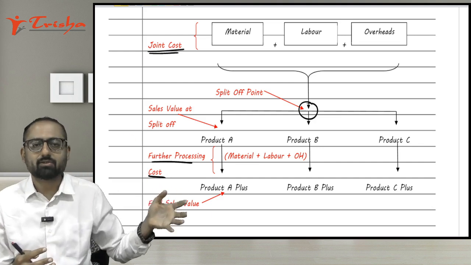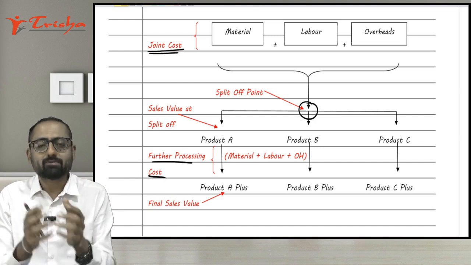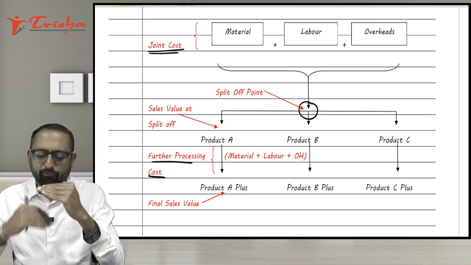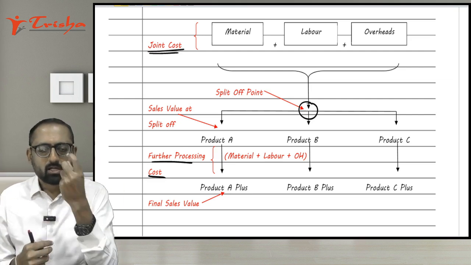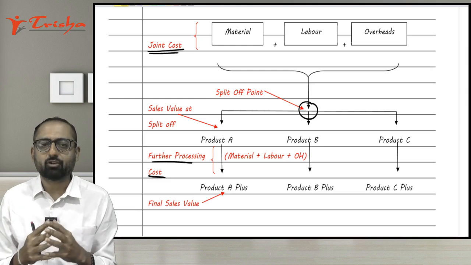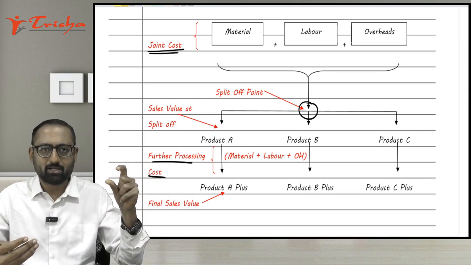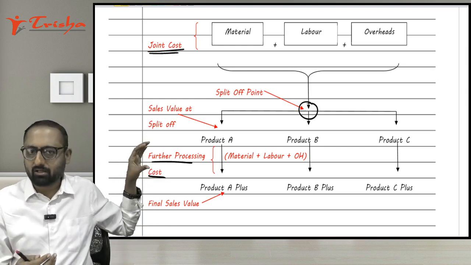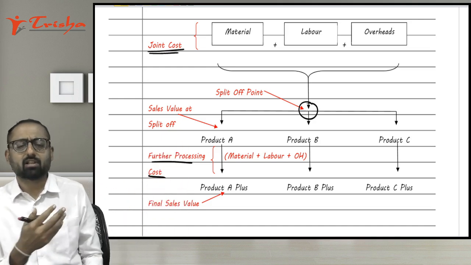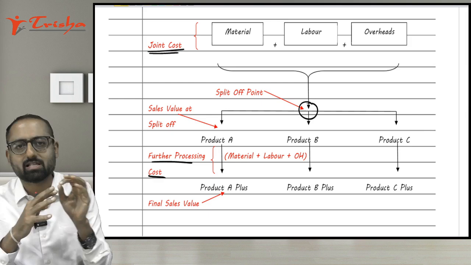So these are the common concepts which are used in every question of this topic, that is a joint cost. Joint cost is a common cost which is incurred for all the product, for all the joint products. So cost which is incurred before split off point is called as a joint cost. Then split off point is a point at which more than one product is segregated. And if you sell the product at the split off point, that selling price is called as the sales value at split off. But if you decide to further process that product after that split off point, that further processing cost, that is material, labor, and overhead, is incurred. Then if you sell after further processing, that selling price is called as a final sales value or sales value after further processing.